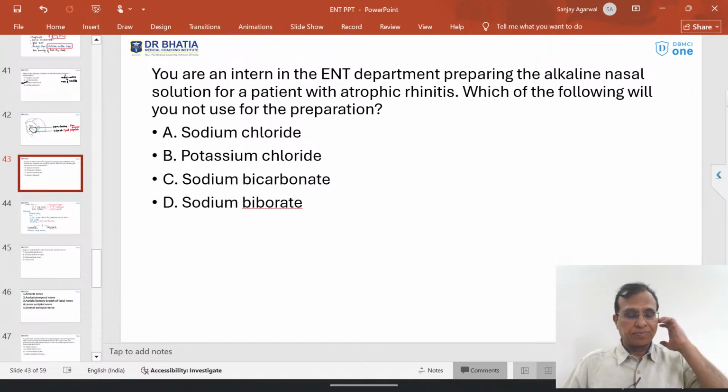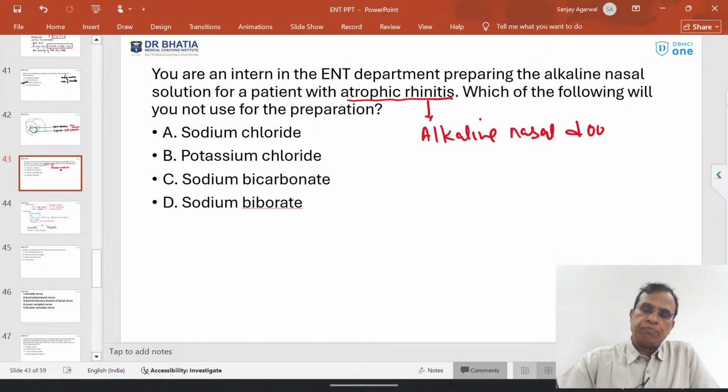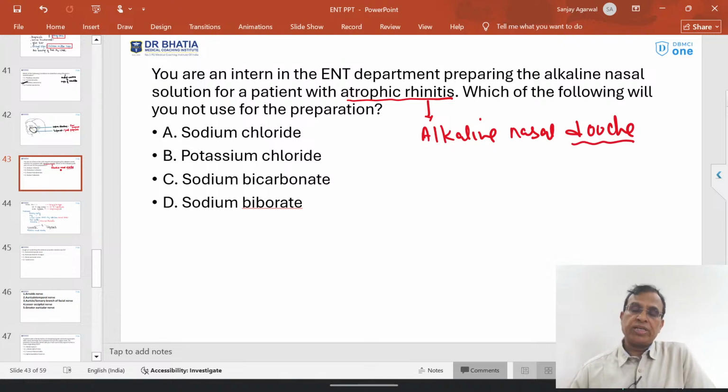This simple question. You are an intern in the ENT department preparing the alkaline nasal solution for a patient with atrophic rhinitis. In atrophic rhinitis, one of the very important treatments is called alkaline nasal douche. Many of you will know douche is a French word which means shower or cleaning. So we clean the nose with alkaline solution in atrophic rhinitis. तो वो पूछ रहे हैं कि उस सोल्यूशन को बनाने के लिए 3 सॉल्ट यूज होते हैं, इनमें से एक नहीं होता. So which is the salt that is not used?